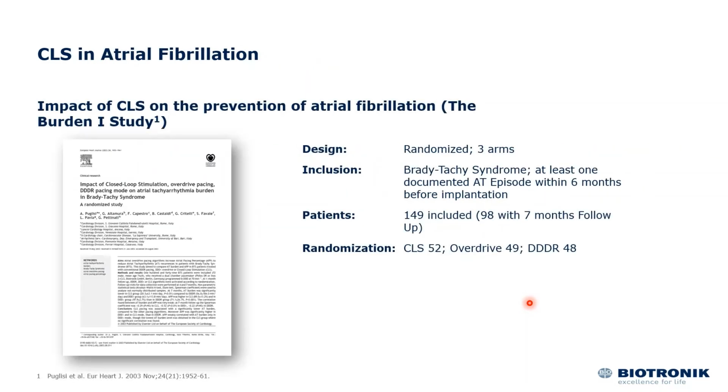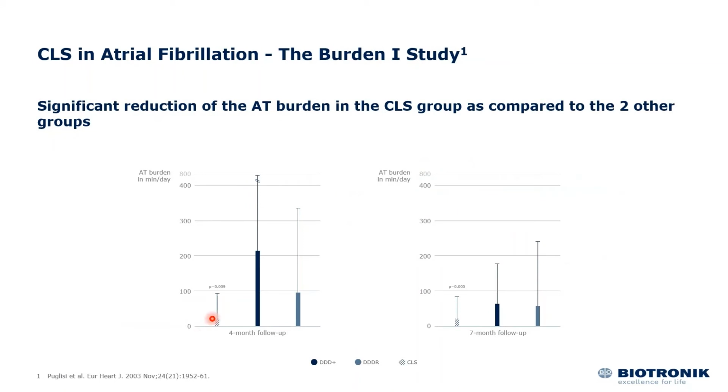So this brings us to two important studies of utilizing CLS pacemakers in atrial fibrillation. One will be the BURDEN 1 study and of course the BURDEN 2 study. Both have a fairly similar concept whereby patients are randomized to CLS-enabled programming, overdrive atrial pacing. The concept of overdrive atrial pacing is that if you pace the atrium faster than it should, you would suppress the triggering of atrial fibrillation. And of course, the conventional DDDR pacemaker programming. But you do see that at the end of the day, the shaded columns, which is the CLS column, has lower AT burden, atrial tachyarrhythmia burden, whether in the initial follow-up or even at the later stage of the follow-up.